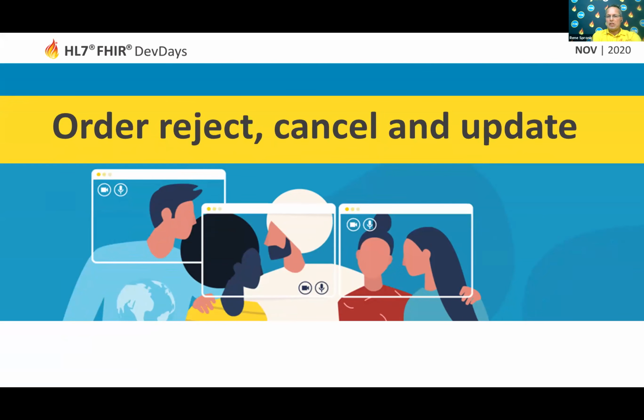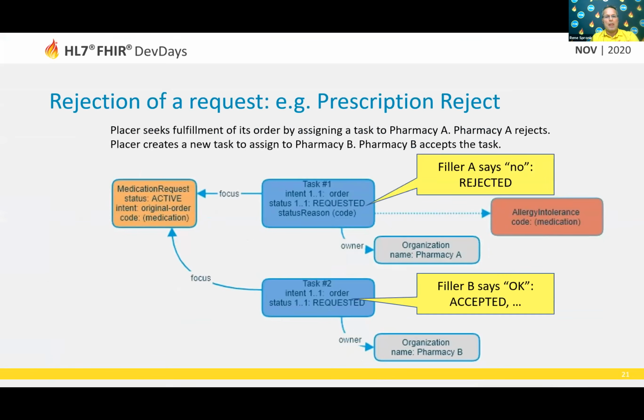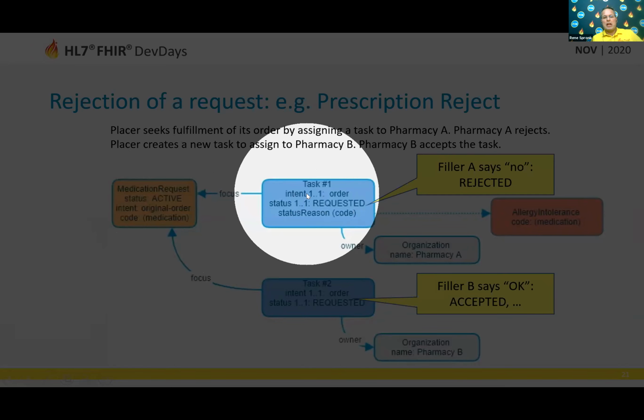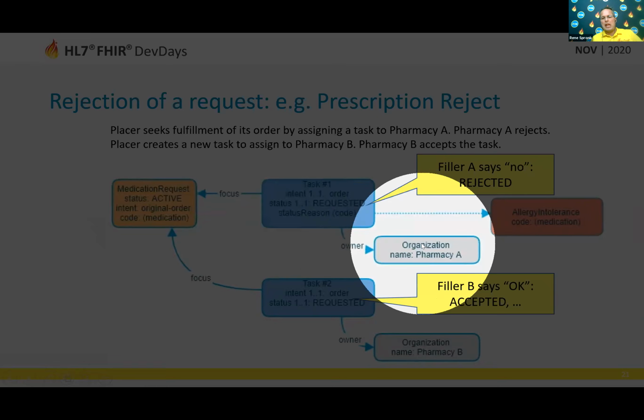So how about order, reject, cancel, and update then? I mean, we just saw a workflow scenario where everything works perfectly well, but obviously in real life use cases, that's not always going to be the case. So let's look at a rejection of a request. So here I have a medication request, a prescription created by some order placer, and they have also created a task. And they have assigned that task to pharmacy A.